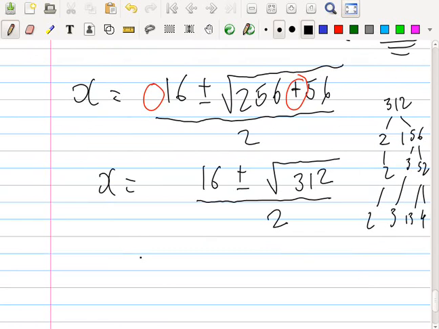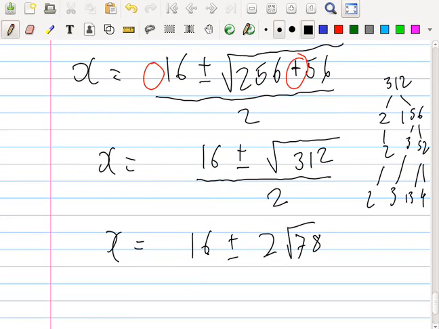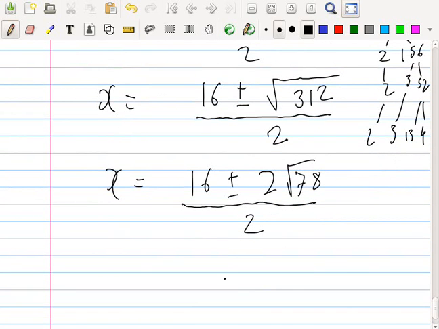Okay, sorry about this little rough work here, but if you work it out, it would be 16 plus or minus 2 root 78 here, yes? 2 times 3 times 13, 6 times 13. That looks like it could be 78. All over 2. And then finally, what do I do at the end? Put the 2 into both of those. So I get x equals 8 plus or minus root 78. They're the 2 answers.